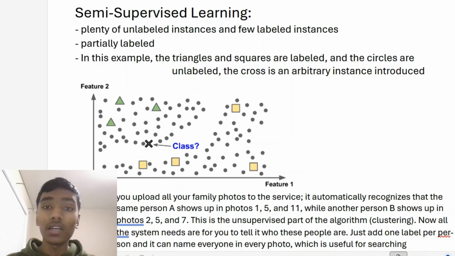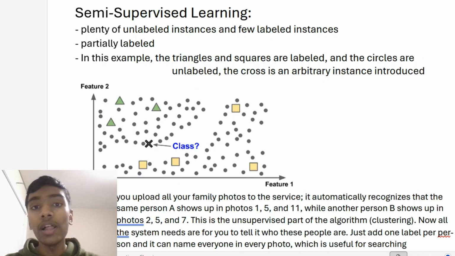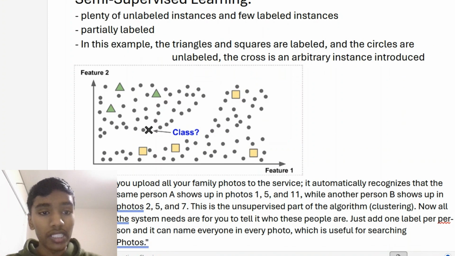Because of that, it costs a lot of money to get a lot of data, which is why many of these big companies spend a lot of money, and they have that type of money, to train their models so well. But when they train their models, they can't spend too much, and so they often use semi-supervised learning, where you have few labeled instances but plenty of unlabeled instances. Unlabeled instances would obviously be much easier to get than labeled instances. So it's partially labeled there.